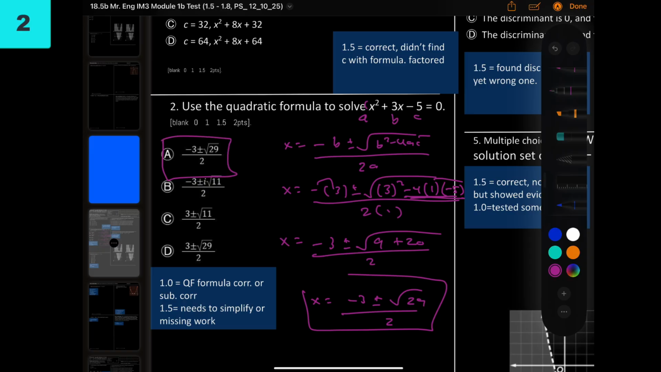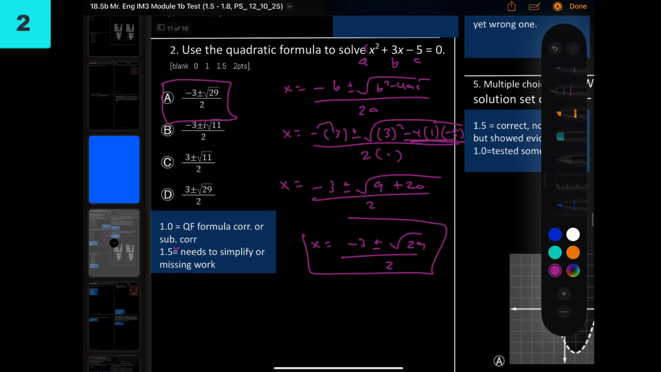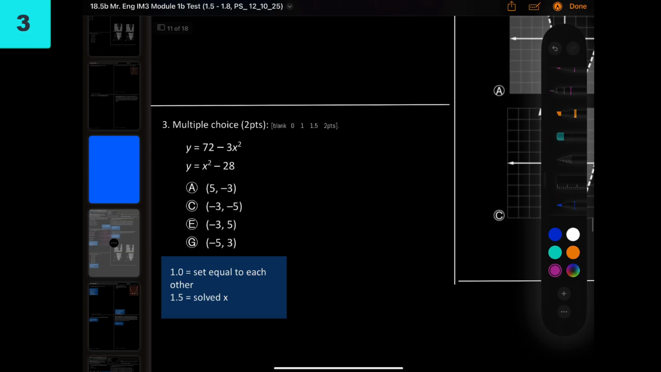Okay, I gave you 1.5 points if I felt that you stopped in your simplifying or there was a mistake in there. Okay, question number 3. 1 point if you just set them equal to each other, because they're both set equal to y. You can put that in there. So essentially you have 72 minus 3x squared equals x squared minus 28.